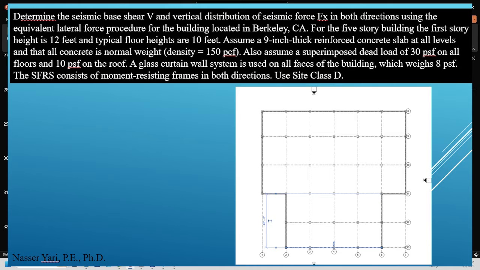There it is. So we're going to calculate the base shear and vertical distribution of seismic force for this 5-story building. The criteria for this building is located in Berkeley, California. In your assignment, you're going to be in Boston. The first story is 12 feet, the rest are typically 10 feet, with a 9-inch thick concrete slab on all floors, regular weight concrete, 150 pounds per cubic foot. Also assume a superimposed dead load of 30 pounds per square foot on all floors and 10 pounds per square foot on the roof.